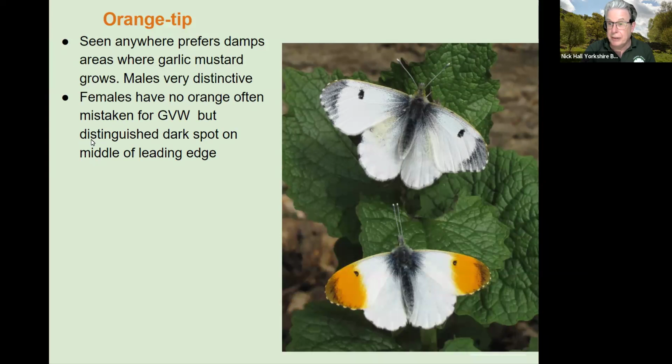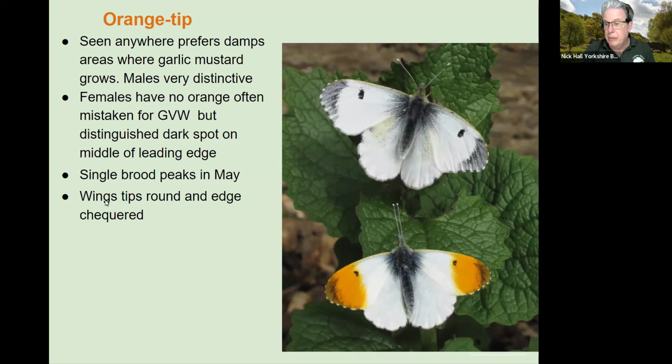trying to find females. But the distinguishing mark, which I'll point out now, is that the male has a very small black spot just on the edge of the orange. The female has a pretty large one, and it's always dark, it's always black, and it's near that top edge and roughly in the middle.